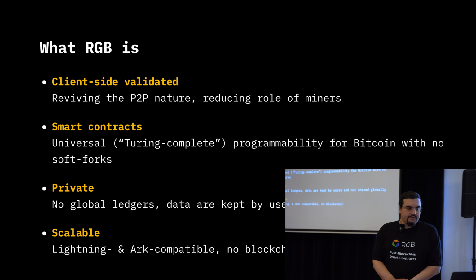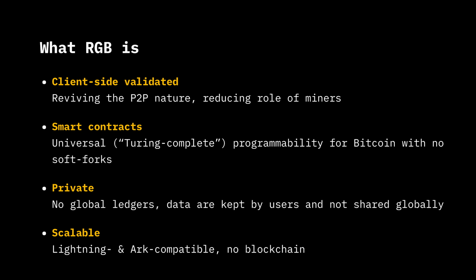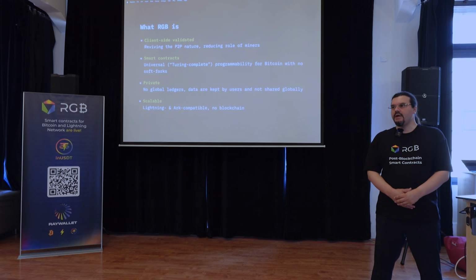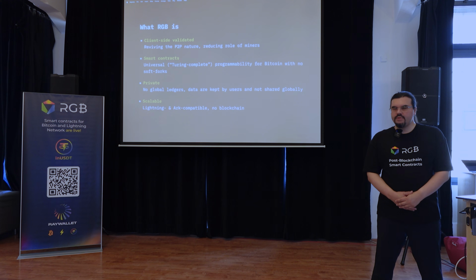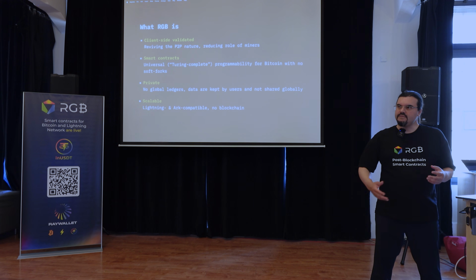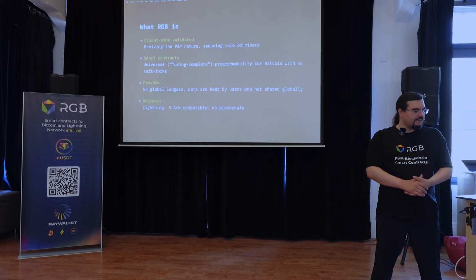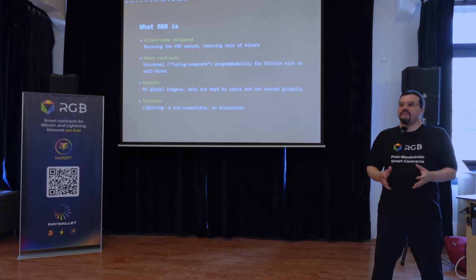RGB is the first client-side validated technology, and client-side validation is about reviving the peer-to-peer nature of the original ideas coming from Satoshi and before him, such that finally we can reduce the role of centralized players or intermediaries, including miners, and get people transacting directly peer-to-peer without the need to send all the transaction details to the miner, without the need to download them from the miner, and being able to just send funds without any additional party between them. It is not just peer-to-peer transactions, it is smart contracts.